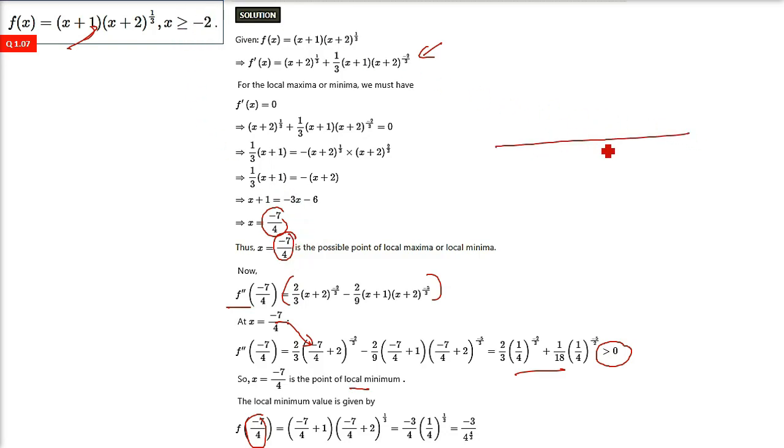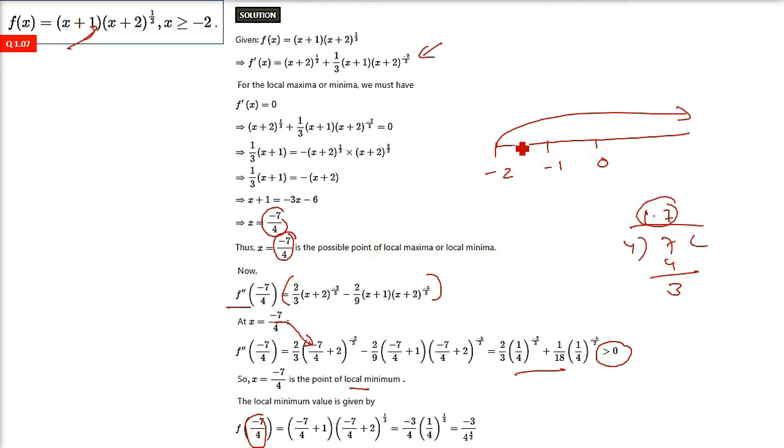How do you conclude it? Because we have x equal to or greater than negative 2. Everything on the right is the value which is acceptable or admissible. But we got x equal to negative 7 by 4. Let me just divide and show you. 4 ones are 4, 4 threes are 12, and 4 sevens are 28. Around negative 1.7 will come, and this negative 1.7 lies nearer to negative 2, but still it's above negative 2. So it's fair that we have taken this negative 7 by 4 and found out the value.